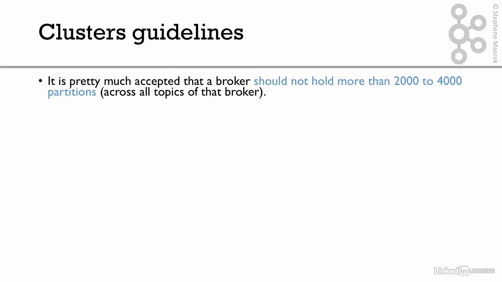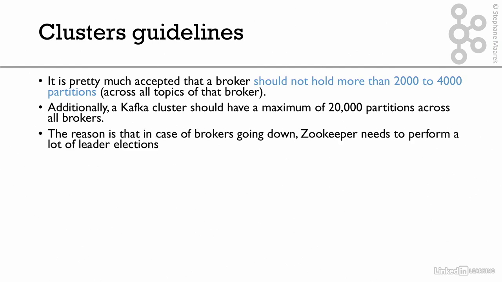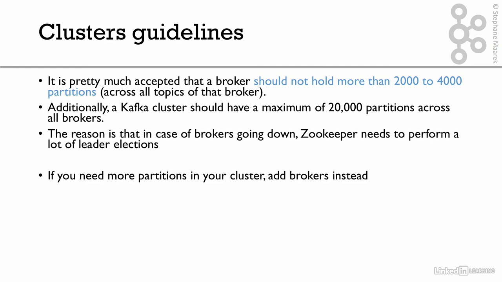Now, just guidelines. It's commonly accepted, I don't really have a source for this, that a broker should not hold more than 2,000 to 4,000 partitions. Okay? So per broker, 2,000 to 4,000 partitions. And additionally, for an entire Kafka cluster, you should have a maximum of 20,000 partitions, okay, across all brokers. The reason is that when brokers go down, ZooKeeper needs to perform a lot of leader election for each partition, and that's intense, and that puts a lot of strain on the system, and that impacts the time to recovery. So just to give you an idea.